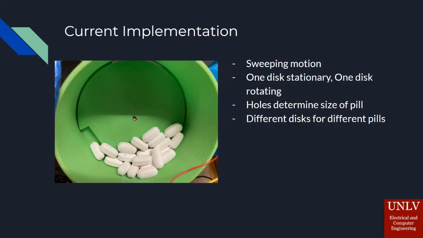But what we ended up with was an angled container that has a disc that rotates with a specific disc that corresponds to the shape and size of the pill. So in the picture we have right here, we have ibuprofen, 800 milligrams, I believe, which is pretty wide. So the disc itself is fit to whatever size that pill is.